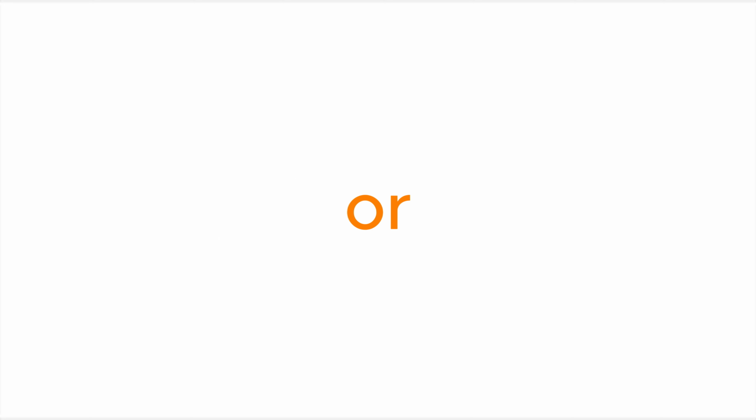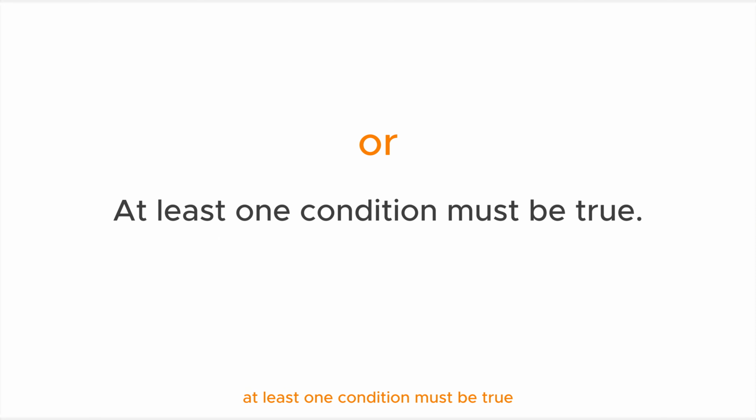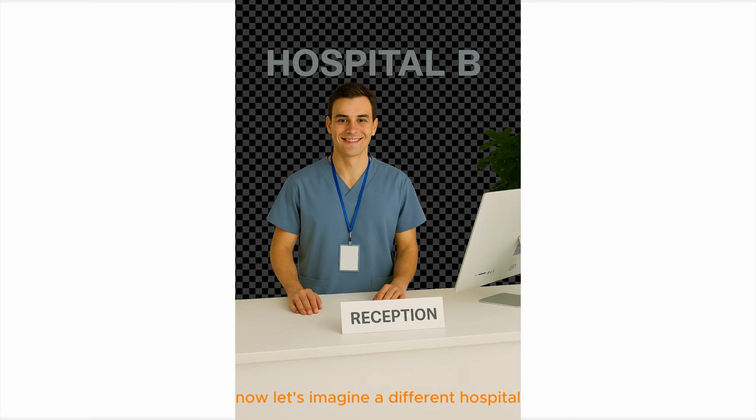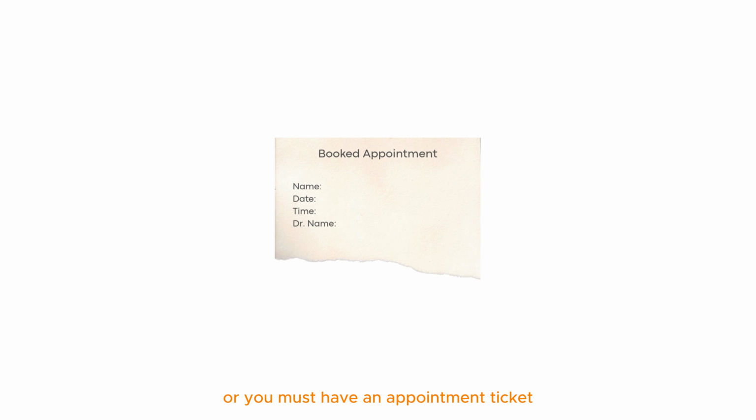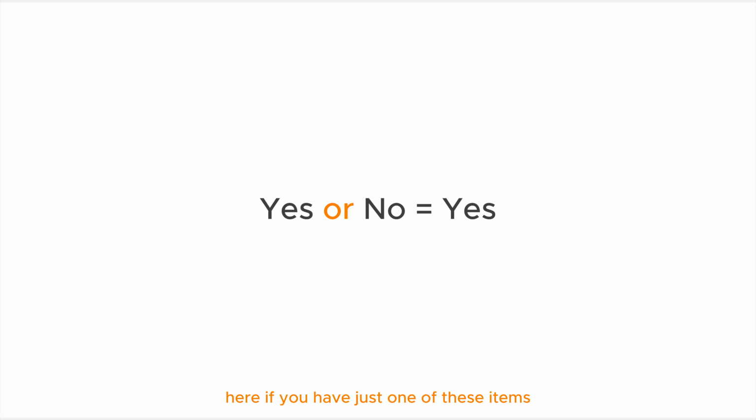The or rule. At least one condition must be true. Now, let's imagine a different hospital. This one is a bit more flexible. Their rule is to get help, you must have a free service card or you must have an appointment ticket. Here, if you have just one of these items, the receptionist will help you. Only one needs to be true. This is the or rule.